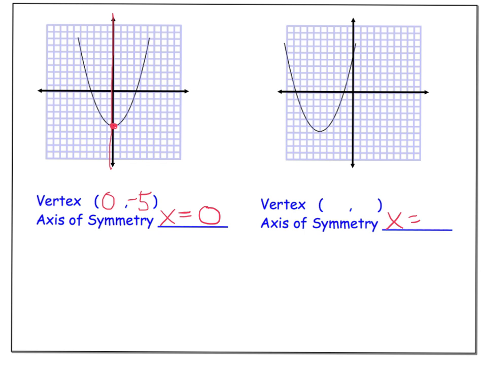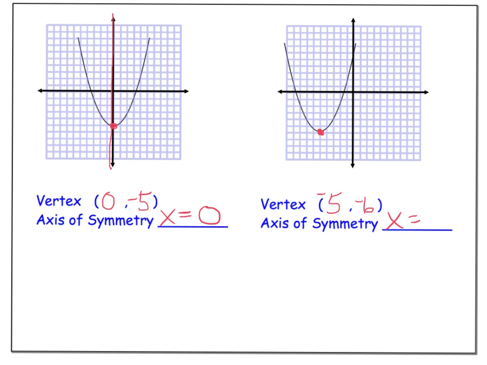Looking at the second one, our vertex seems to be right here, and so we would need to count to figure out where that coordinate pair is. I counted over to the left 5, and then to get to it I'd have to go down 1, 2, 3, 4, 5, 6, -6. So the vertex is located at -5, -6.